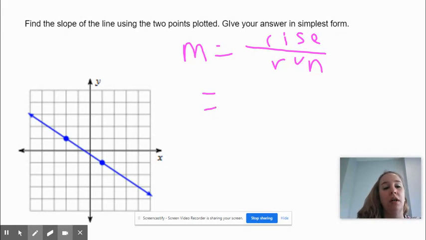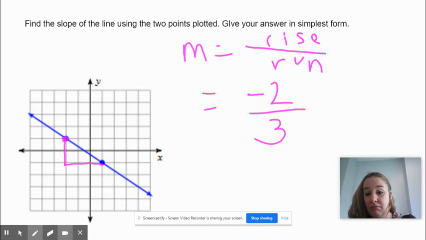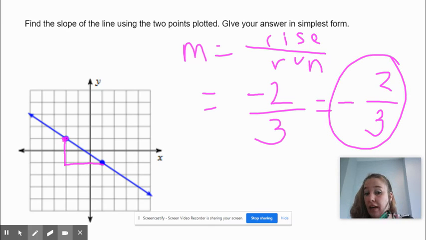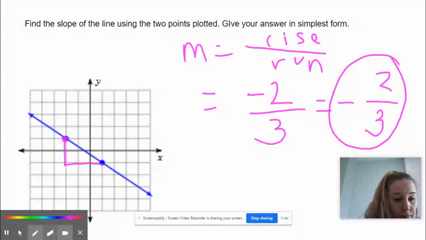And let's be sure. I'm going to start here. My rise is really like a fall, so I'm going down 2. And then my run is 1, 2, 3. So I went 3 in the positive x direction, giving me -2 over 3. A negative divided by a positive becomes the same as the whole fraction being negative. However you put it into Edulastic, it'll come out, but technically the whole fraction is negative if you have one negative part.